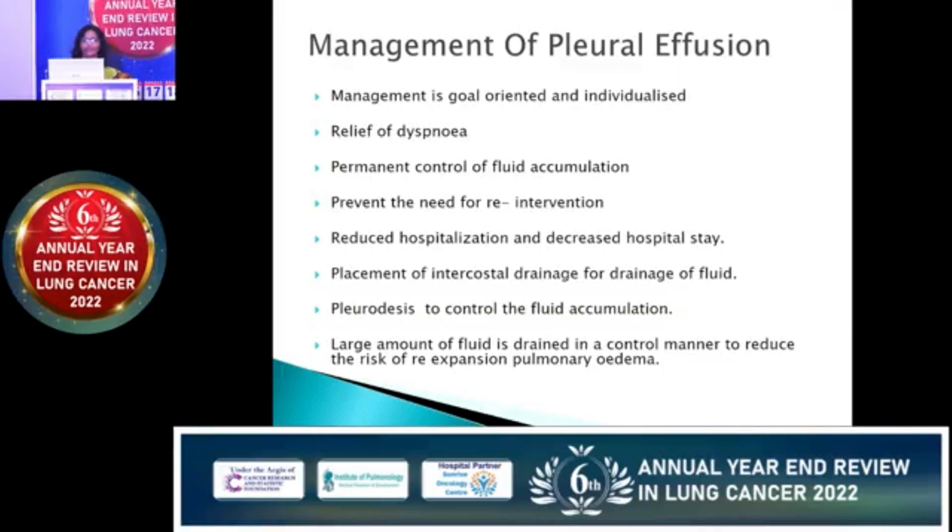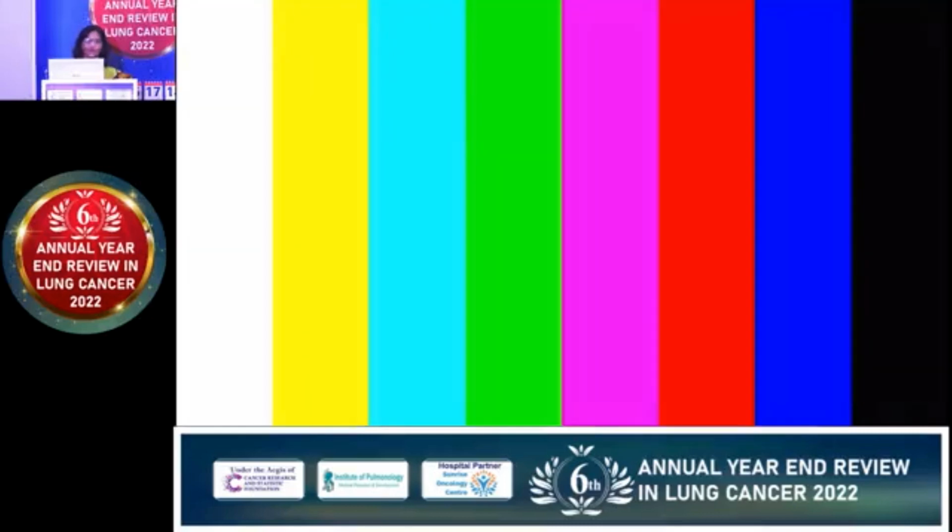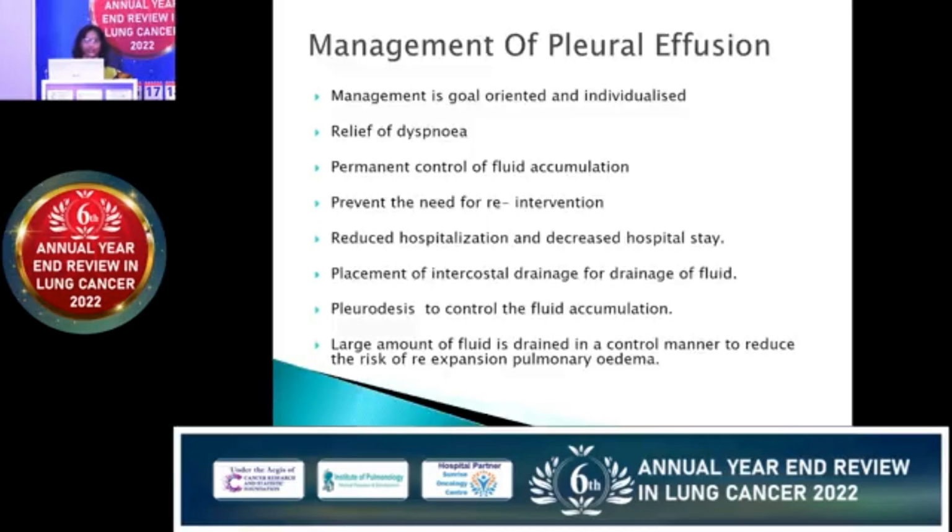So we don't want to do re-interventions for the patient because we keep it for not one day. It has to be there for 2-3 days at least. Reduce hospitalization, decrease hospital stay. After doing the ICD insertion, the patient does not need to be admitted in the hospital. We just keep them overnight in the casualty, and next day morning we teach them how to collect the fluid and we send them back home.